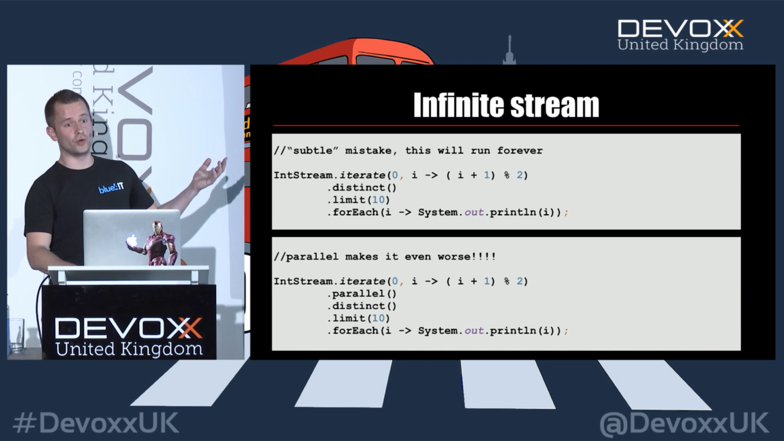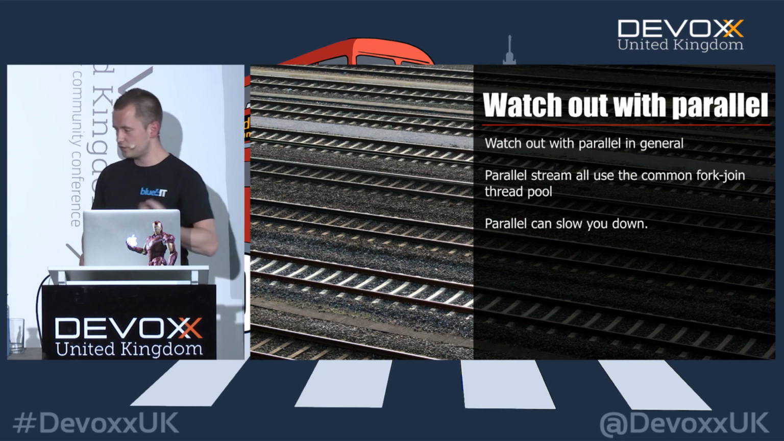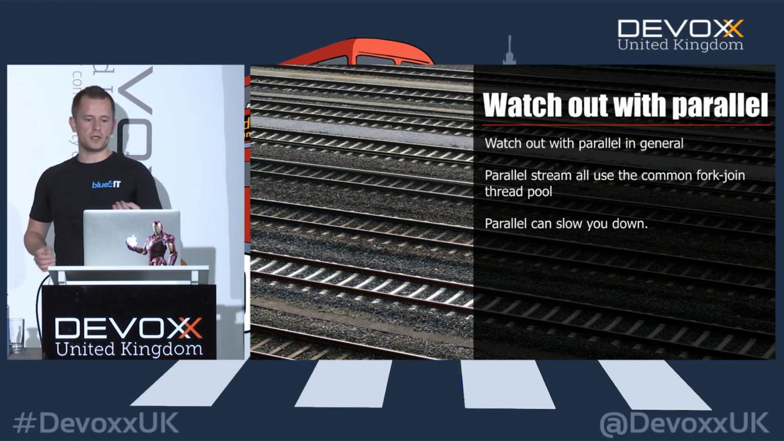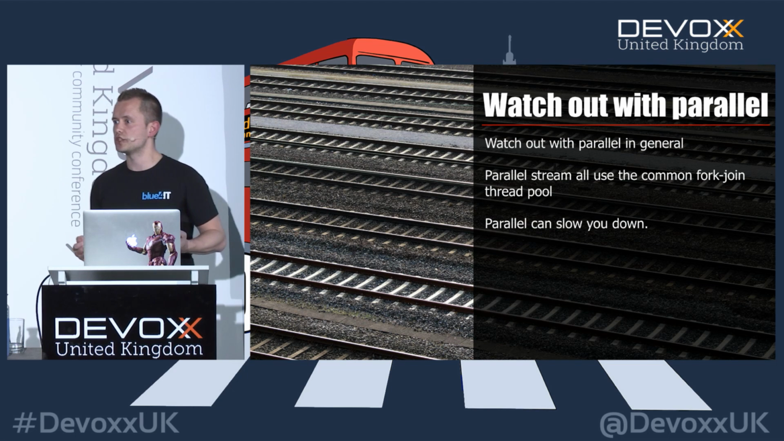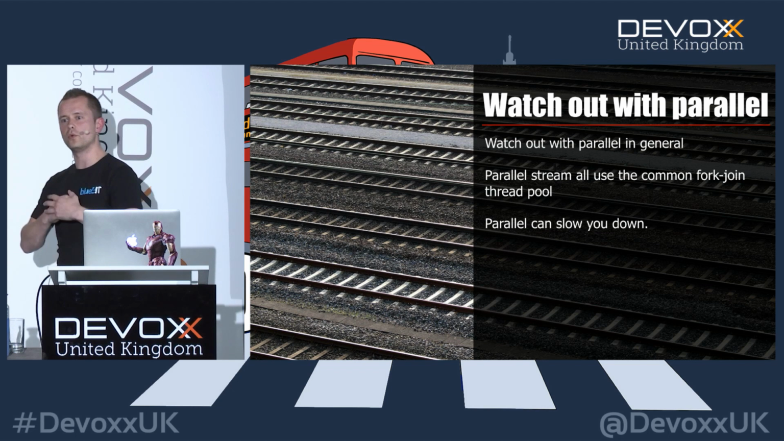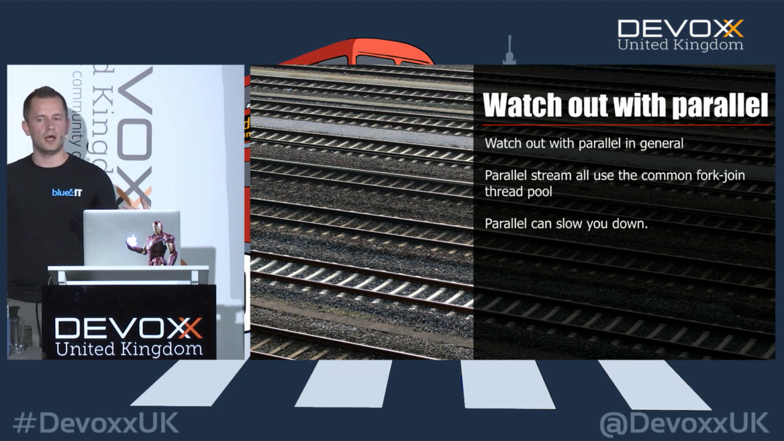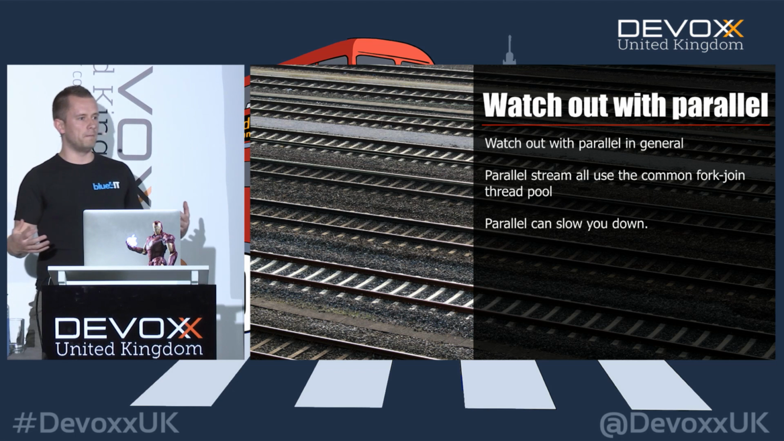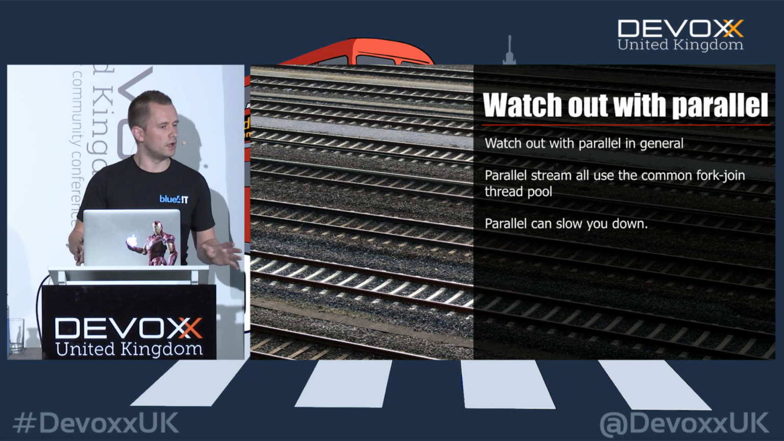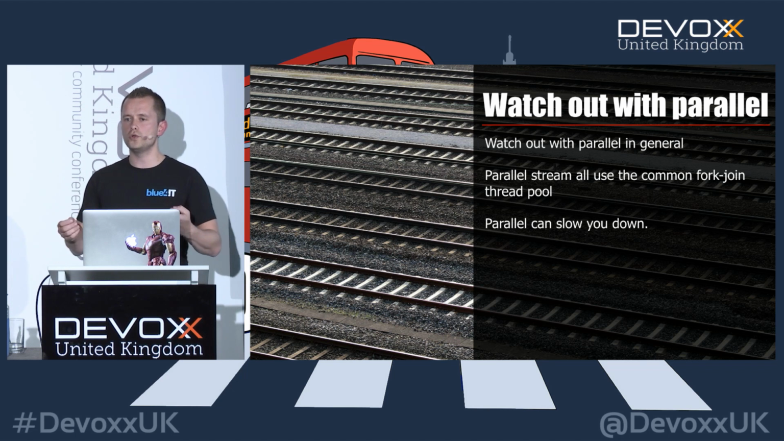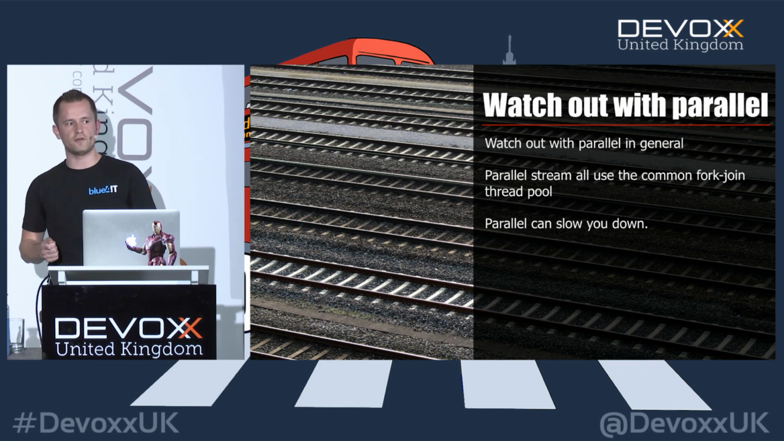Because parallel even makes it worse. You have to watch out with parallel, because parallel sounds good. Sounds like a magic wand. Sounds like, okay, if you use parallel, I will occupy all my threads and it will run faster. But if you just use parallel and don't do anything special with it, it will use the fork join thread pool. And the fork join thread pool is not one infinite bucket of threads.